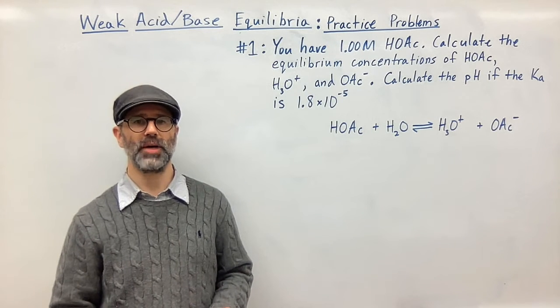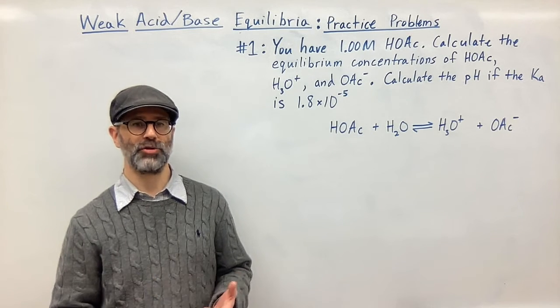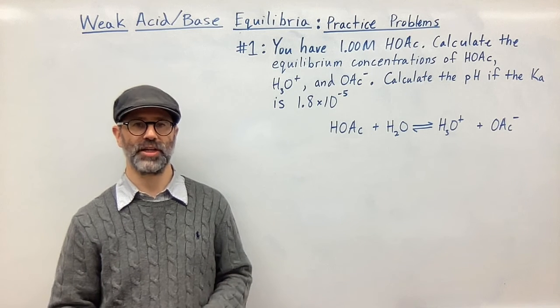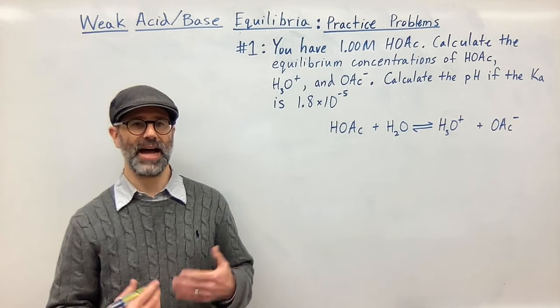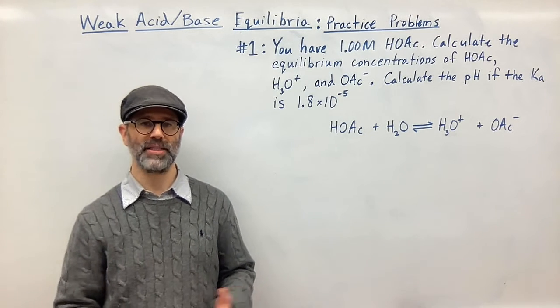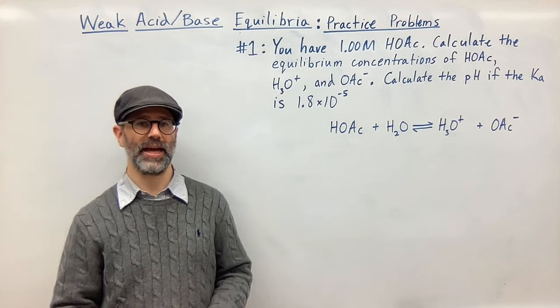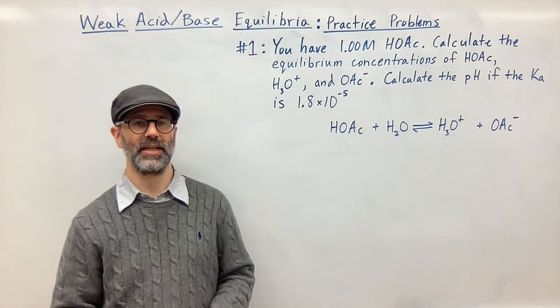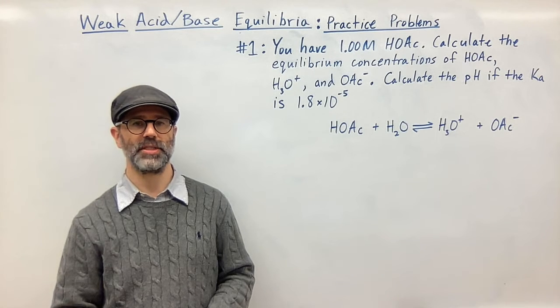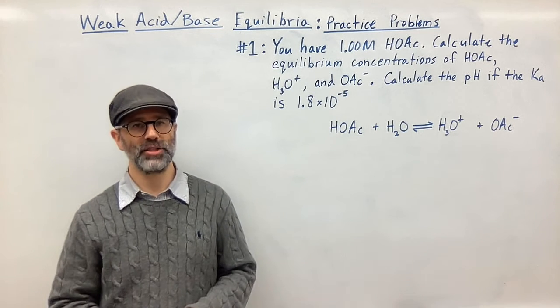Calculate the equilibrium concentrations for acetic acid, the H3O plus or H plus concentration, and the acetate ion that's left over, which is represented by OAC minus, and then calculate the pH, if the Ka is 1.8 times 10 to the negative 5. So we need to find the equilibrium concentrations.